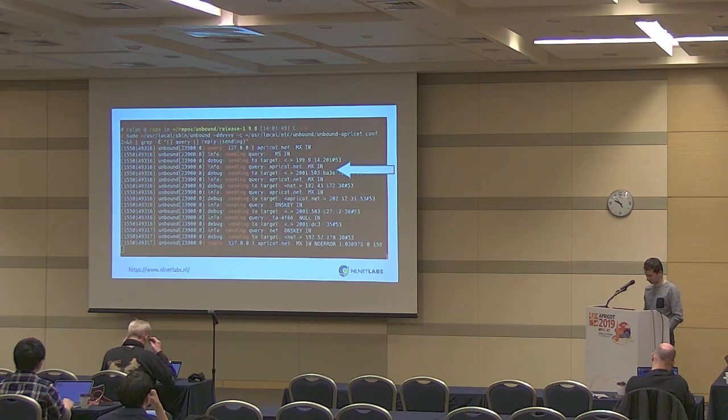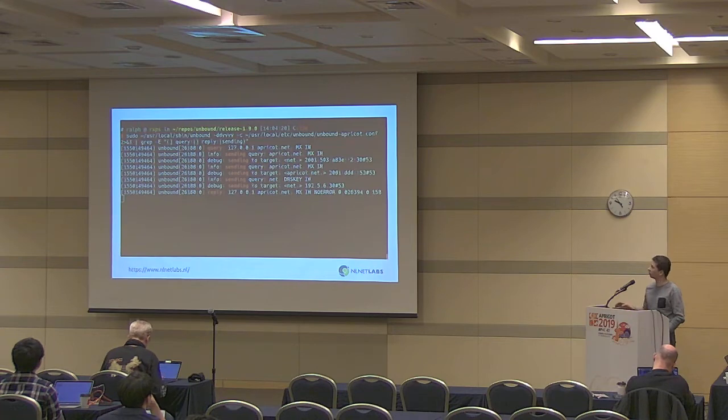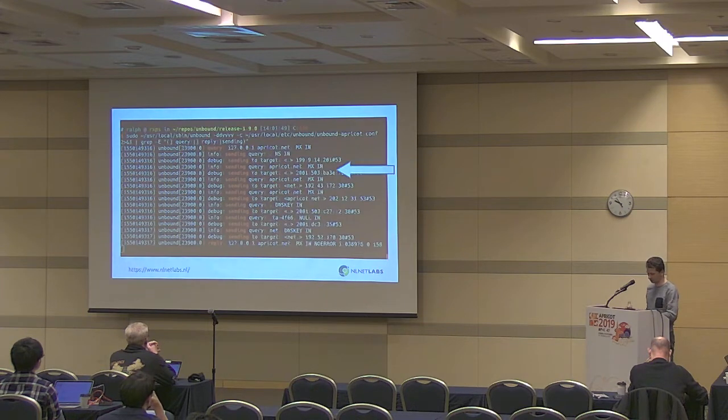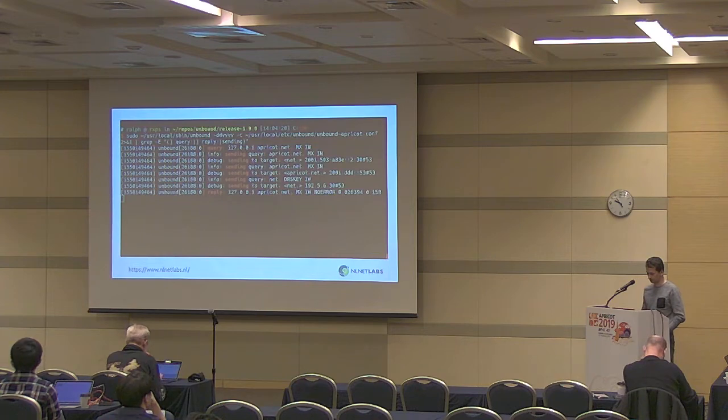Now, if we had the root locally on our machine, you see there are quite a lot fewer queries being sent out, because we don't have to send all those queries to the root. We don't have to send them anymore because we have the zone locally. All right, so we don't expose data here anymore by having this in our Unbound instance.